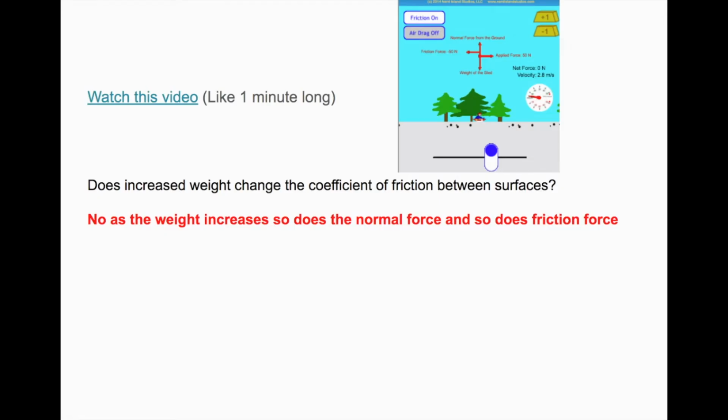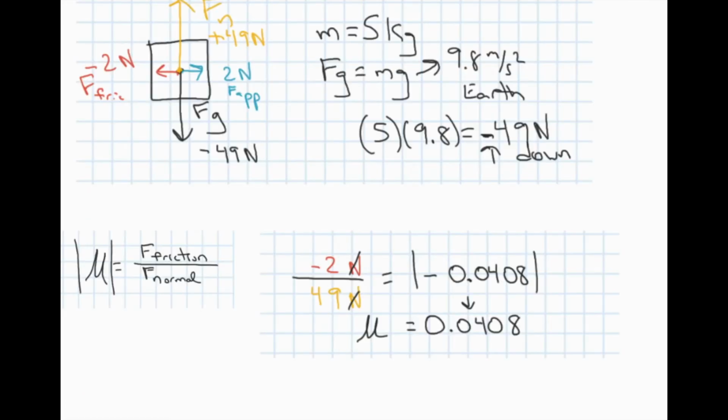Does increased weight change the coefficient of friction? No, it doesn't. And I just proved that with that video I just showed you. So hopefully that makes sense. So what I want you to do, guys, and this is not the most organized, I do apologize. The note packet's kind of screwed up. I'll change this. I'm going to remake this video for next year.